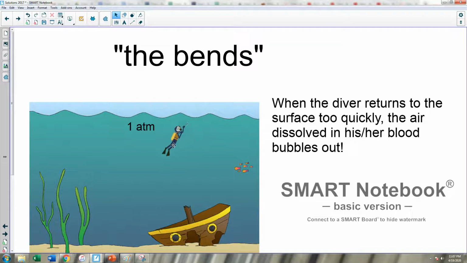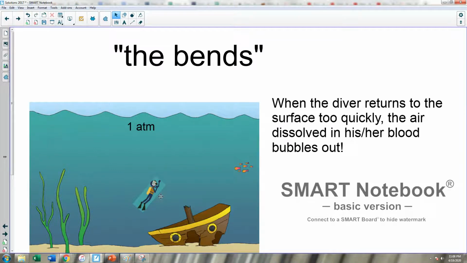So how do you prevent this if you're scuba diving? If you're coming back up, wouldn't the high pressure gas always come out of your blood? Well, what you have to do is they have like checkpoints, and you have to stop at certain areas on your way back to the surface where you allow the gas to be released from your blood over time.